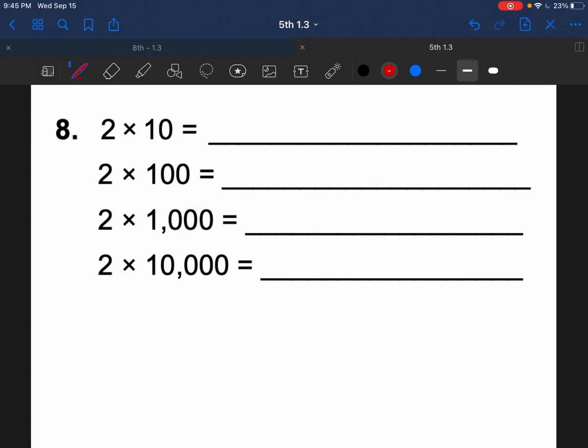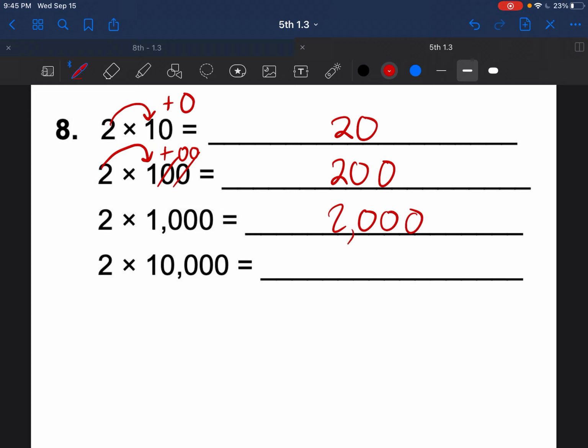Let's see. 2 times 1 is 2. Let's add a 0. 20. 2 times 1 is 2. Let's add 2 zeros. 200. Make sure you're reading the question to yourselves as well, guys. Don't just be like, oh yeah, add zeros. 2 times 1,000 is 2,000. 2 times 10,000 is 20,000. We're adding zeros. Alright, let's see if we can do a few more.